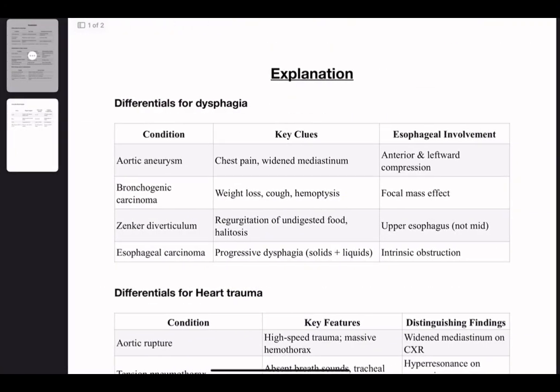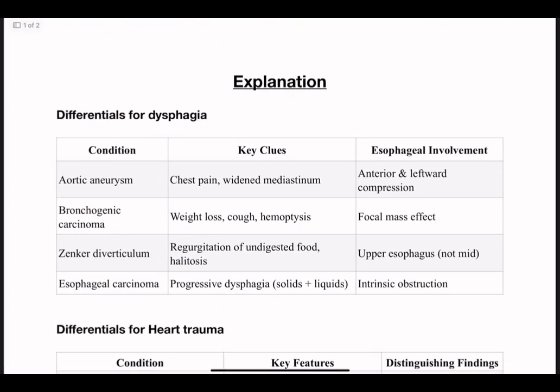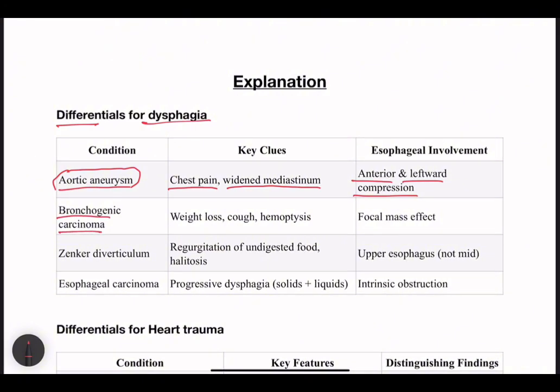Let's review the other options or other differentials. Now the differentials for dysphagia are aortic aneurysm. It can also cause dysphagia, but the symptoms of the patient would be chest pain, and on X-ray we would have a widened mediastinum, which is not present in this case, and on barium swallow we would have anterior and leftward compression of the esophagus. In bronchogenic carcinoma we would have a history of weight loss, cough, and hemoptysis, and on barium swallow we would have a focal mass effect or focal mass compression.